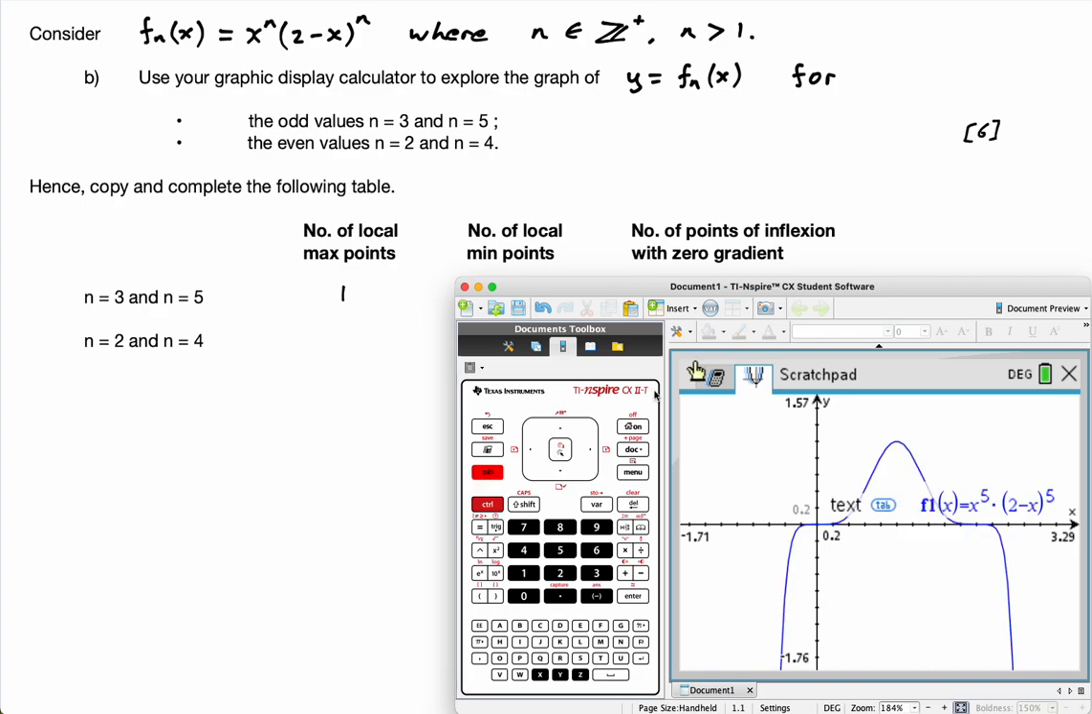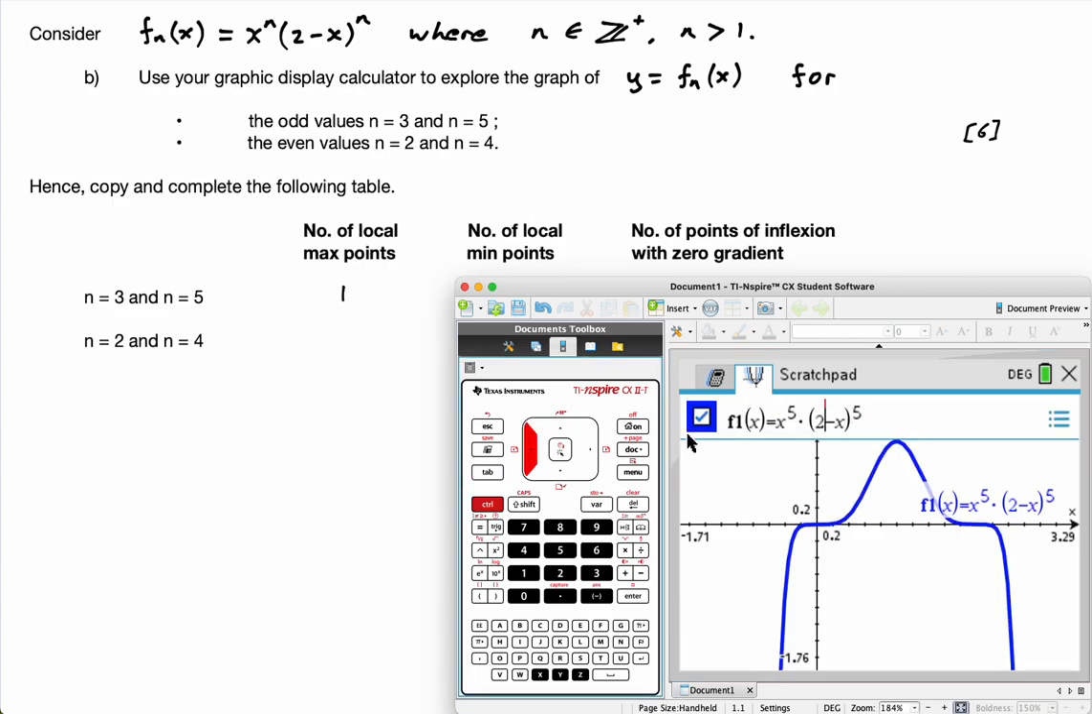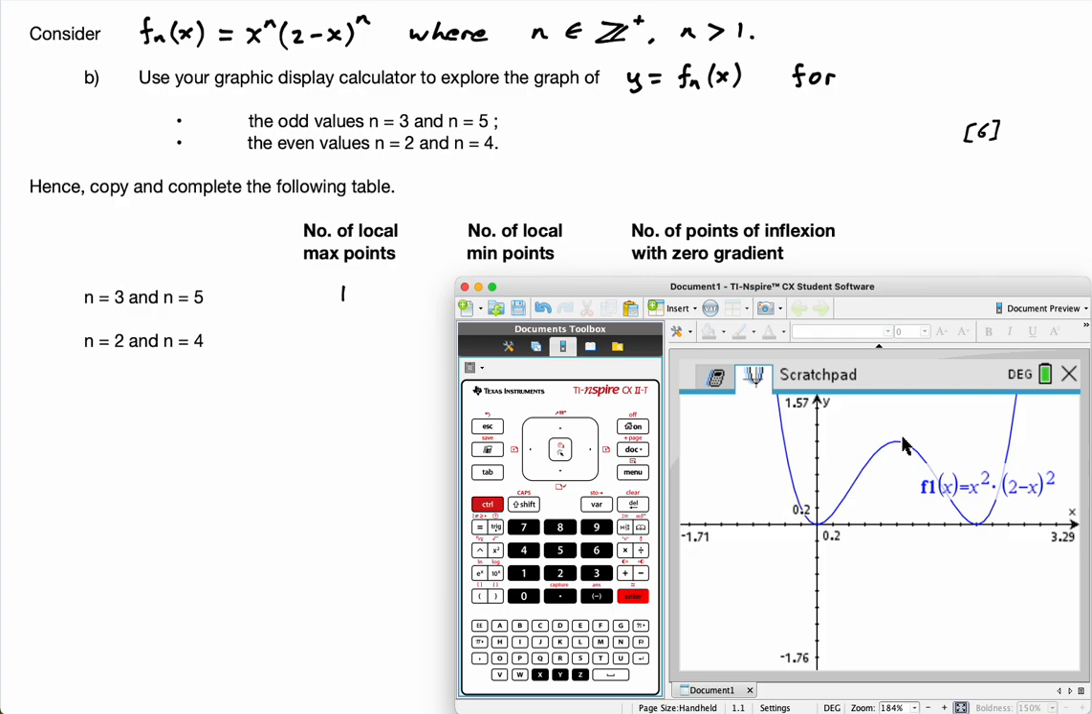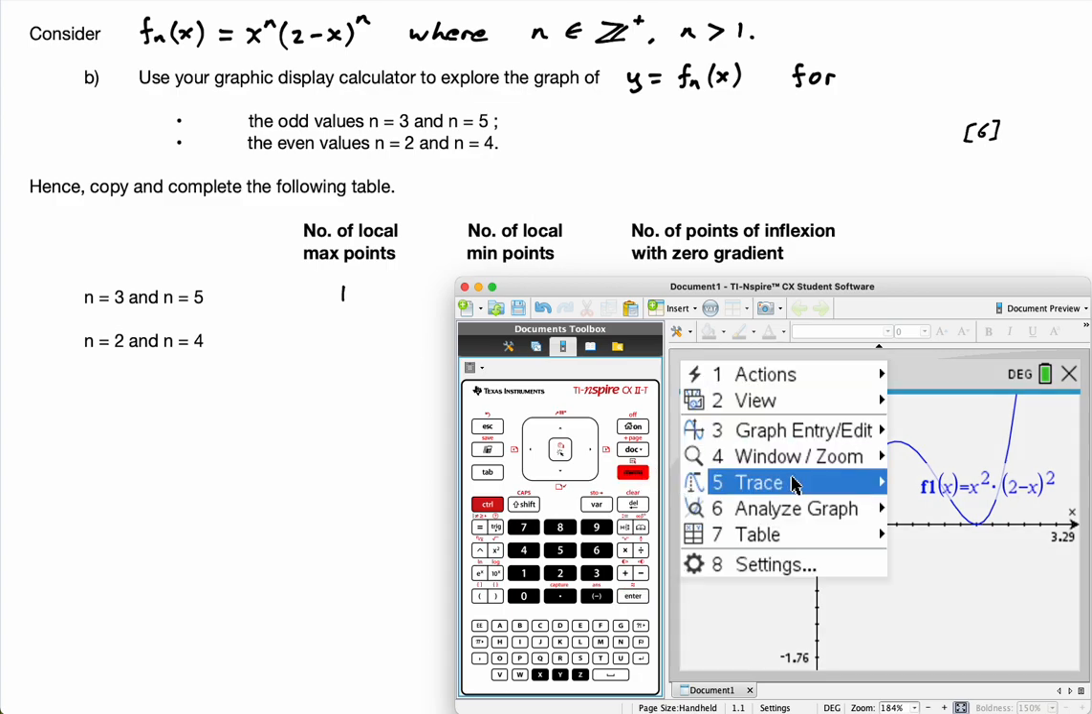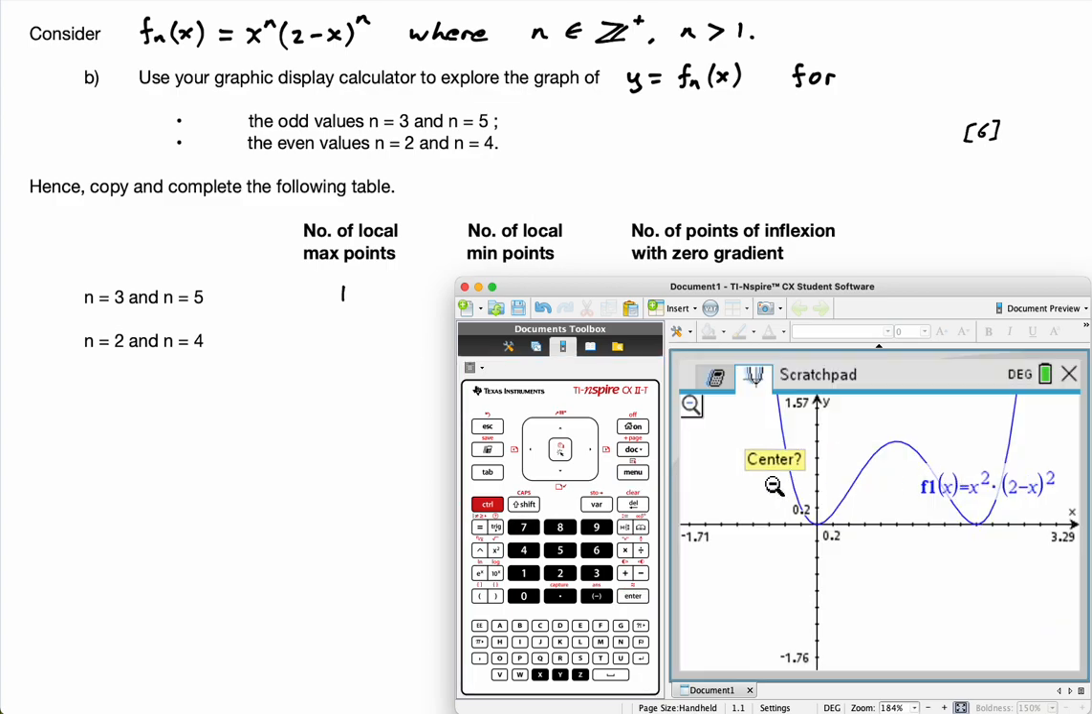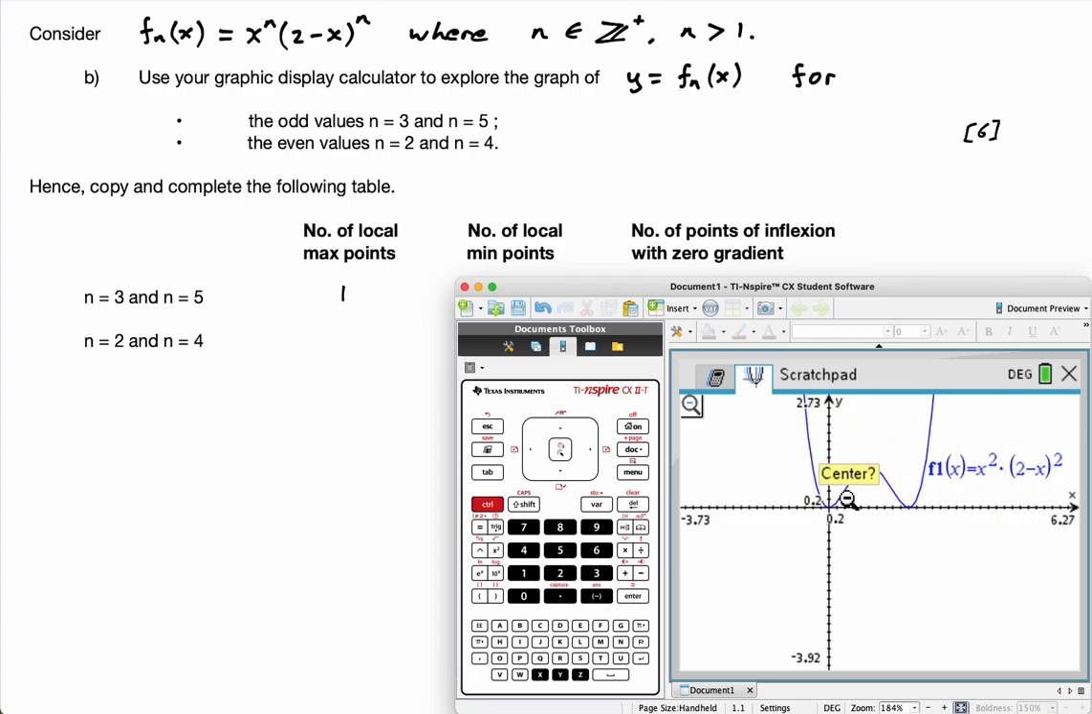Let's see what happens. Let's change this to 2. So for 2, we get 1 max, 2 mins, and there's no, I can zoom out, but I'm pretty sure these are, because this is essentially a quartic function, it's not going to change any bit up here and up here. So we basically have 1 max, 2 mins, and no points of inflection with 0 gradient.